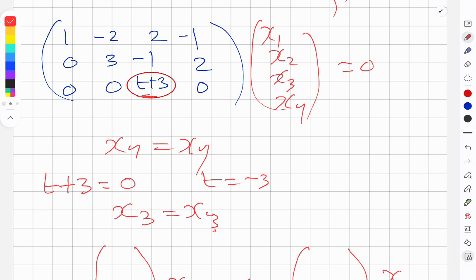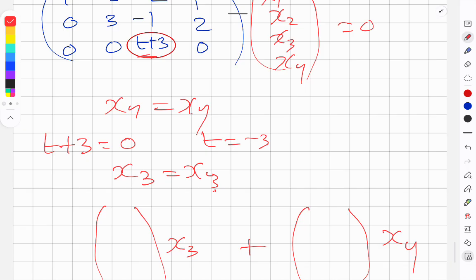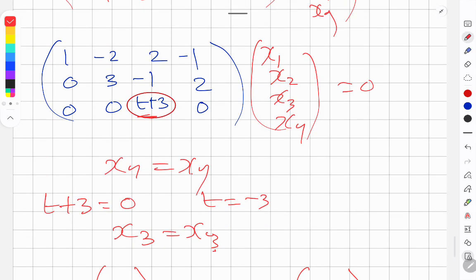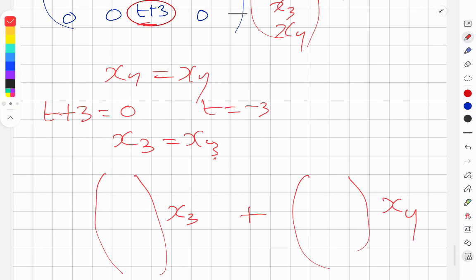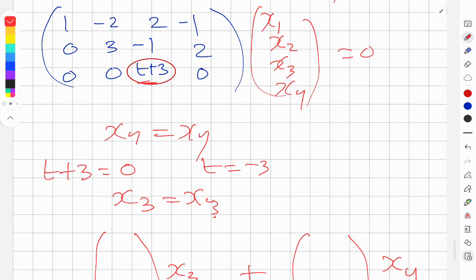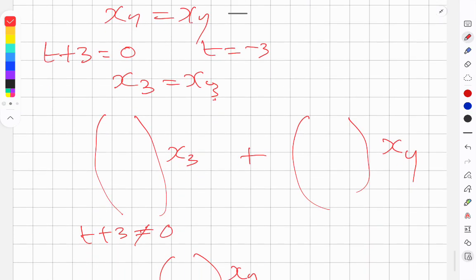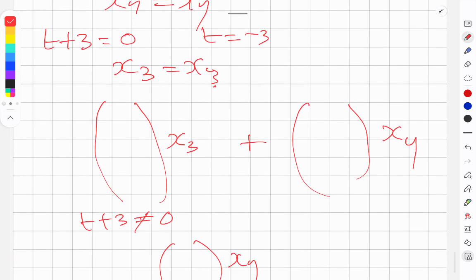It is asking, is there any value of t for which you will get a unique solution? We're analyzing for that. The first case I'm analyzing is if this one becomes 0. Then you will have two free variables, which means your solution will be some combination of two free variables. It will have infinitely many solutions.